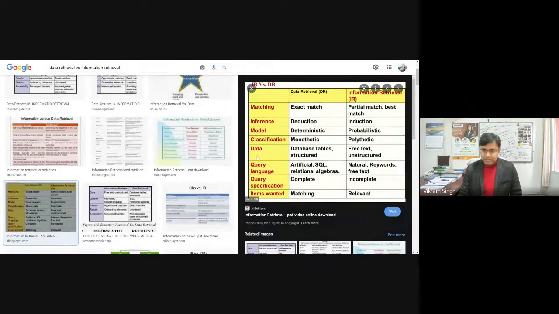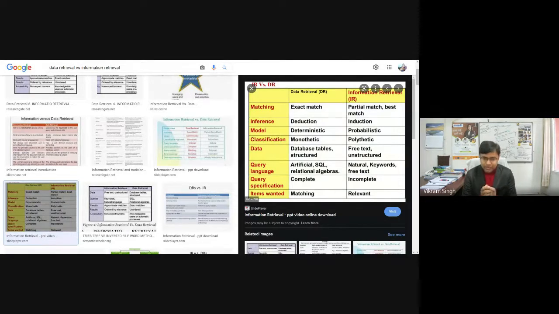Now, if you see the parameter called data, in the case of data retrieval there is a structured database table available. In the case of information retrieval, it is free text. It could be a simple PDF document, which will have primarily text. Free text means maybe a news article. It will not have any structure. It will have entire details in one single layout, maybe blogs, right?